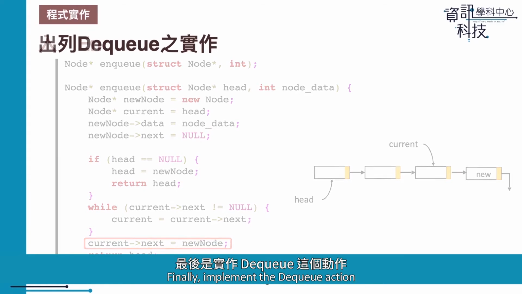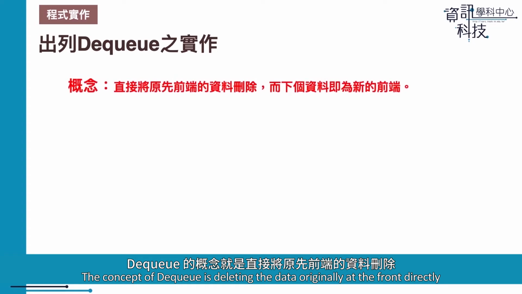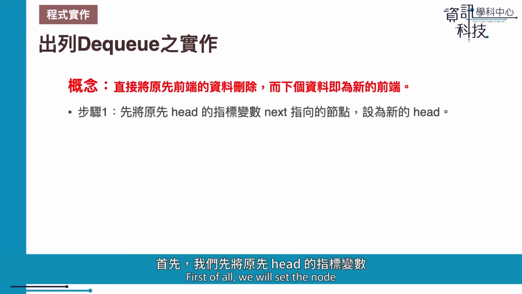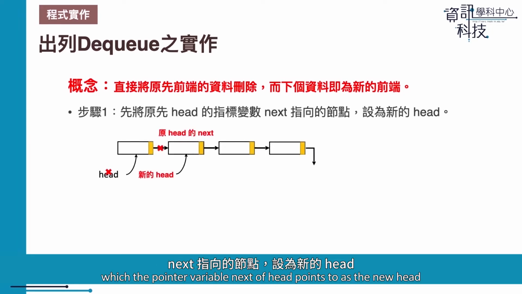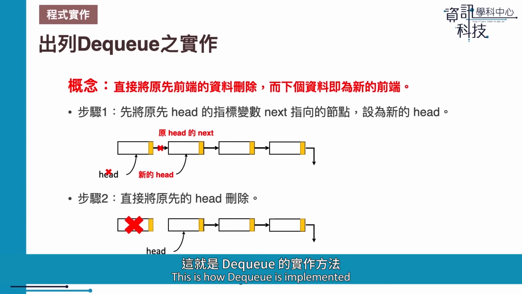Finally, implement the dequeue action. The concept of dequeue is deleting the data originally at the front directly, and the next data is the new front. First of all, we will set the node, which the pointer variable next of head points to, as the new head. Then delete the original head directly. This is how dequeue is implemented.